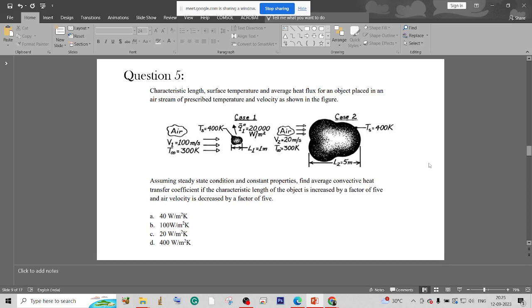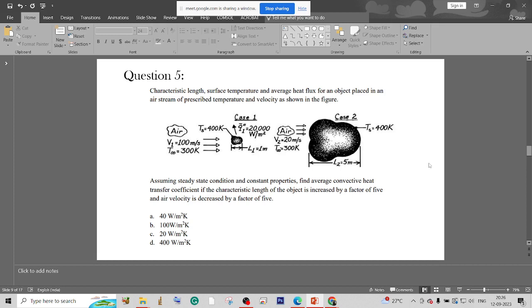So what we have to find out is the average convective heat transfer coefficient for the second case. For the first case, heat flux is given as 20,000, so from that we can find the heat transfer coefficient. And in terms of ratio, if we write for the second case, we can find the heat transfer coefficient. The way we have solved now, the same way we can solve for H2. Just find out the heat transfer coefficient for case 2 in terms of the heat transfer coefficient of 1 into something. And H1 we can find from the heat flux, given as Q1 dash.